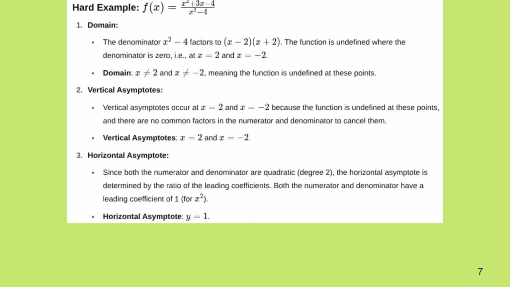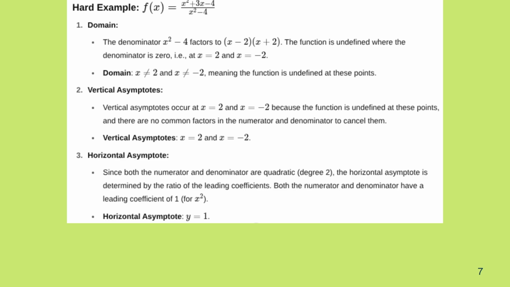Okay, so all you have to do is ignore one side of the problem. So x minus 2, you need 2 for that, and x plus 2, you need negative 2 for that. So you know the domain is x does not equal 2 and x does not equal negative 2, meaning the function is undefined at these points.